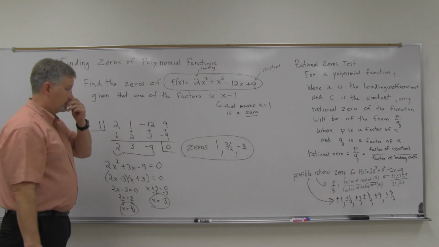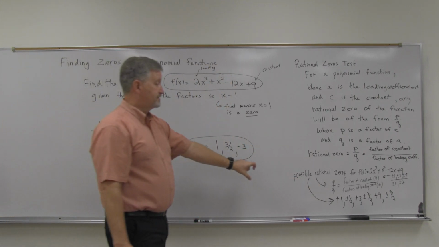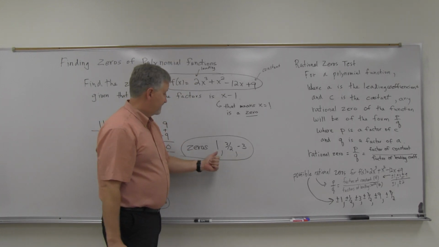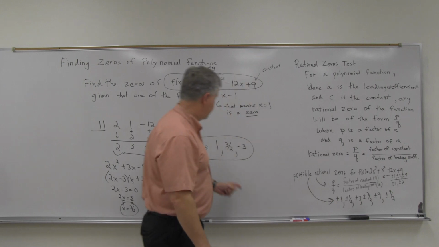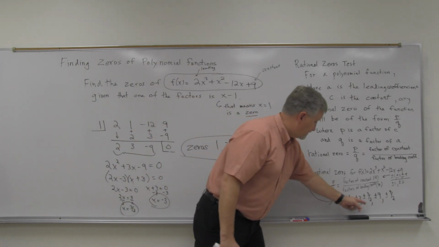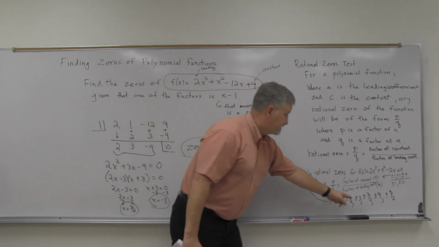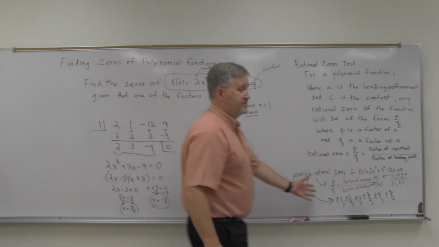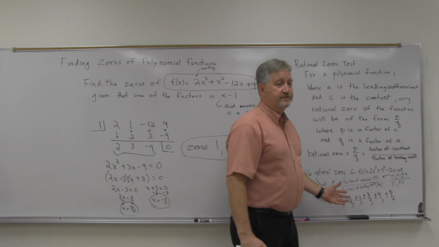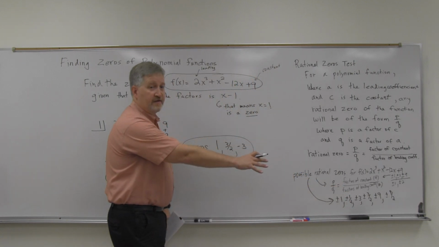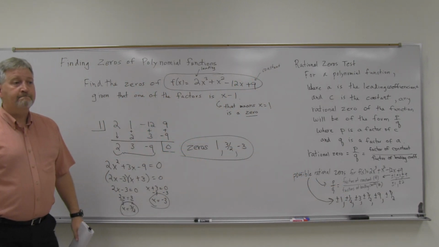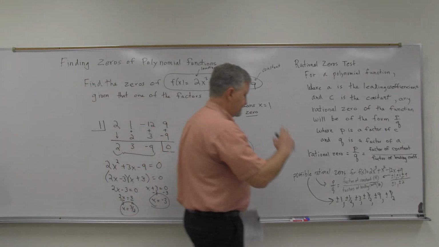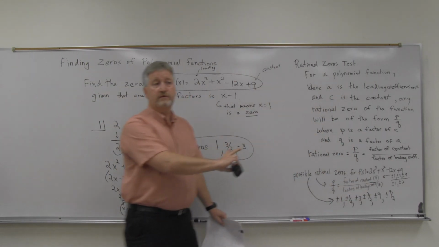Now, out of those possible rational zeros, are these 3 in that list? Do I have 1? Yep, positive 1's there. Positive 3 halves? Yep, positive 3 halves there. And negative 3. So all 3 were in that list. This is not saying that all these are zeros. These are the possible ones, and the actual ones are in that list. Okay? Any questions about that? With me?